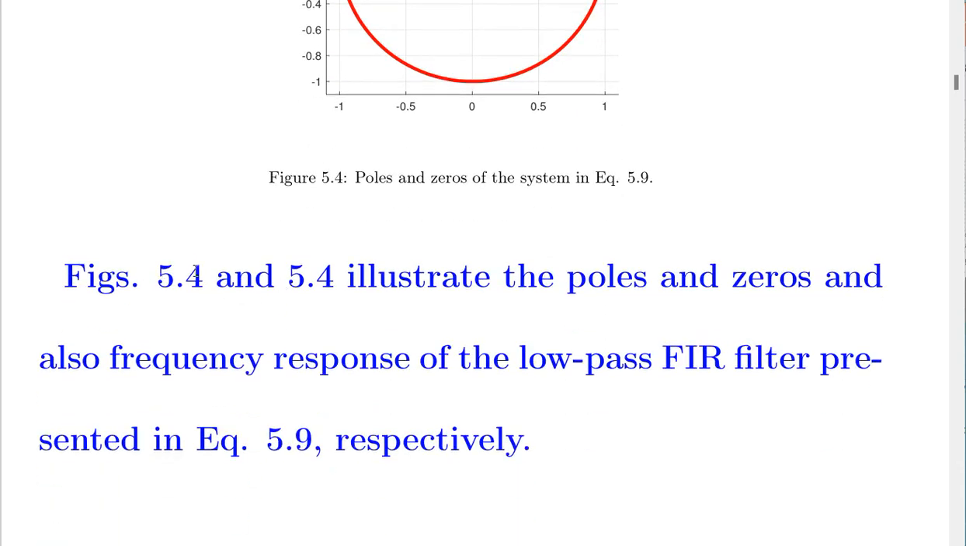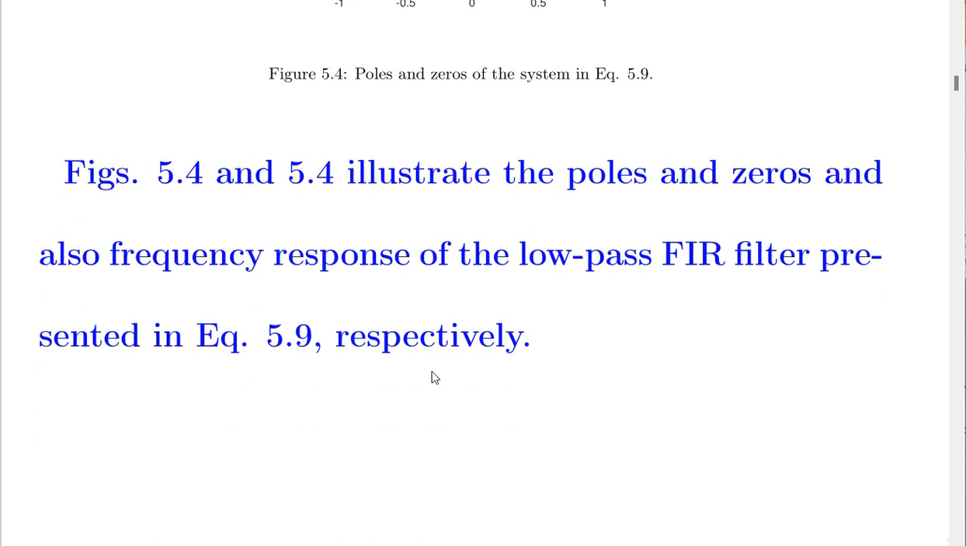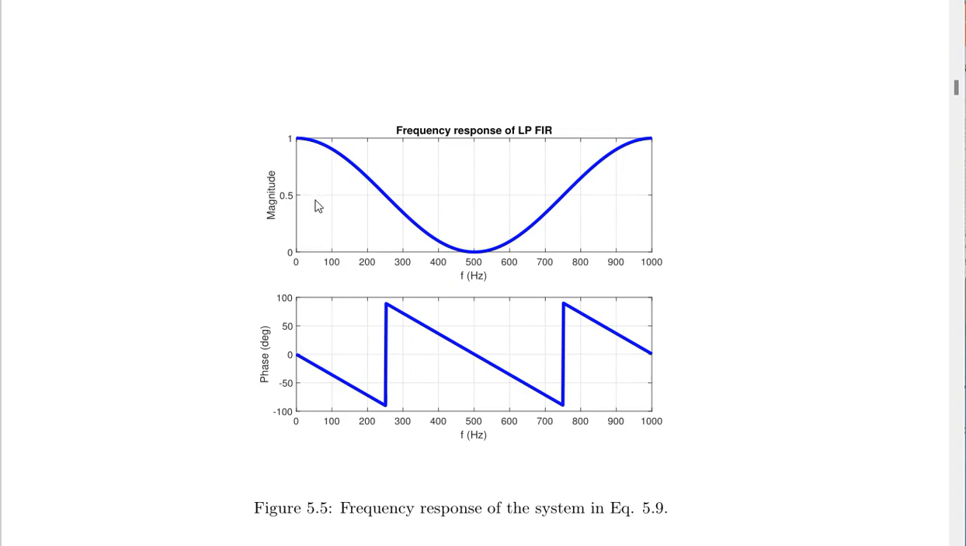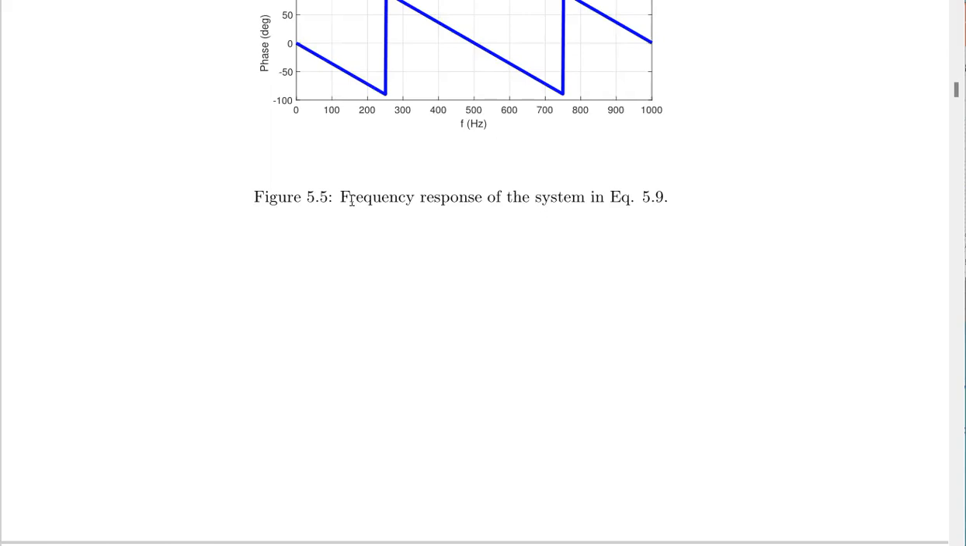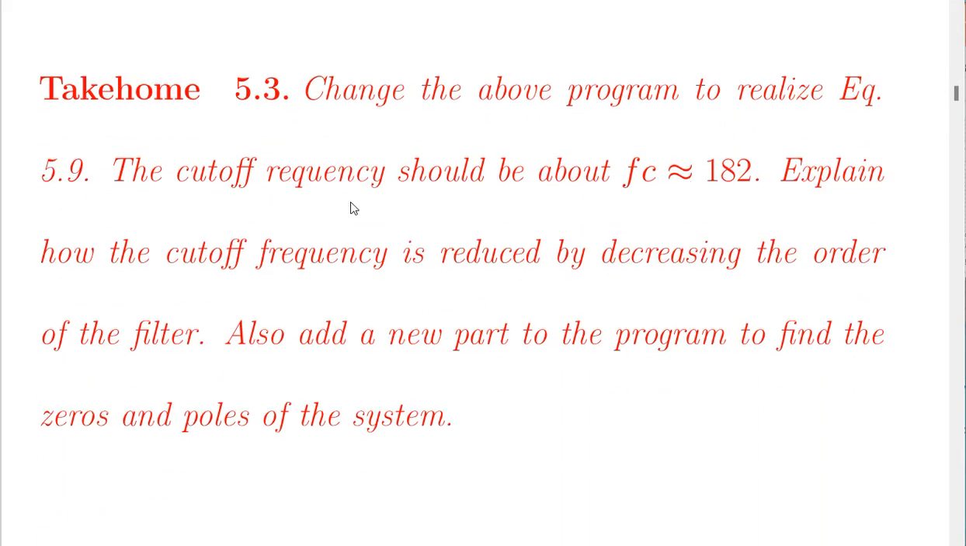Figures 5.4 and 5.5 illustrate the poles and zeros and also the frequency response of the low pass FIR filter presented in equation 5.9 respectively. Here you see the magnitude. Okay, similar but somehow different. Here you see the cutoff will be smaller. Now, take home.